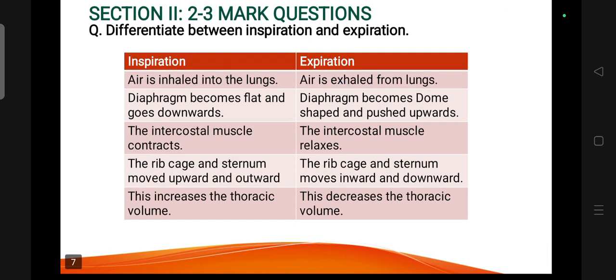Difference between inspiration and expiration. In inspiration, air is inhaled. In expiration, air is exhaled. Diaphragm becomes flat and goes downward. Here, diaphragm becomes dome-shaped and pushed upward. The intercostal muscle contracts. Here, intercostal muscle relaxes. The rib cage and sternum move upward and outward. The rib cage and sternum move inward and downwards. This increases the thoracic volume, whereas expiration decreases the thoracic volume.